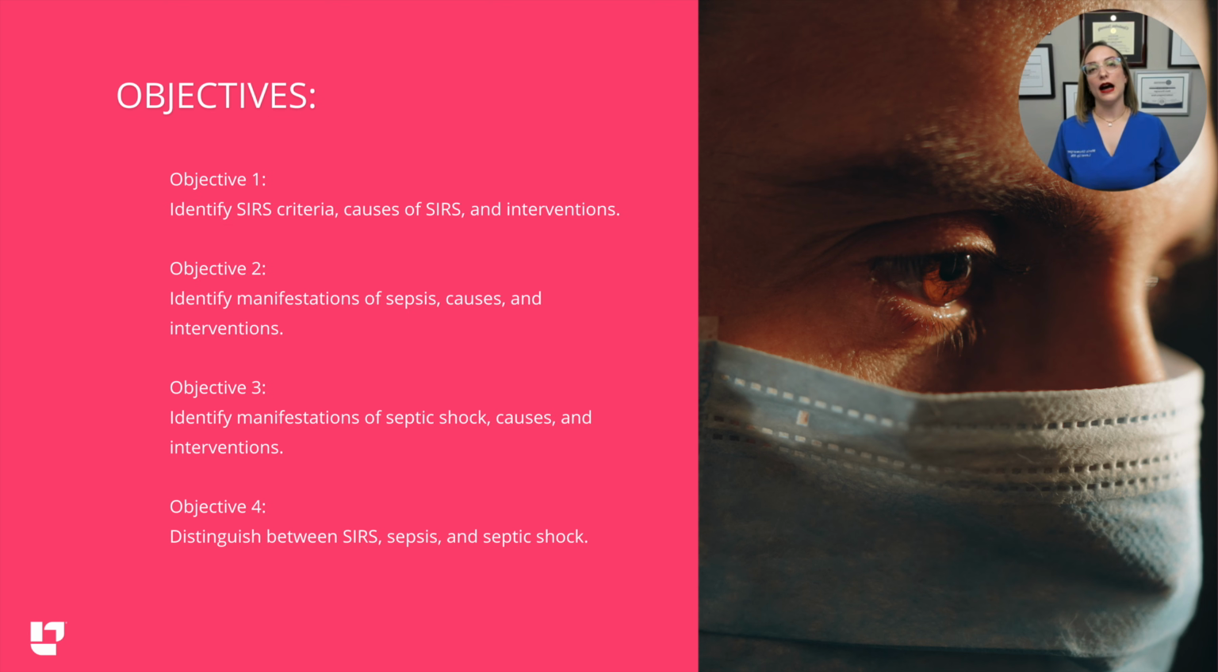And here are the objectives for this continuing education seminar. So the first objective is I want for you to be able to identify SIRS criteria, the causes of SIRS, and interventions. The second is I want you to be able to identify manifestations of sepsis, the causes of sepsis, and interventions. The third objective is for you to be able to identify manifestations of septic shock, the causes and the interventions. And then lastly, for you to be able to distinguish between SIRS, sepsis, and septic shock. All right, if you're ready to get started, so am I.